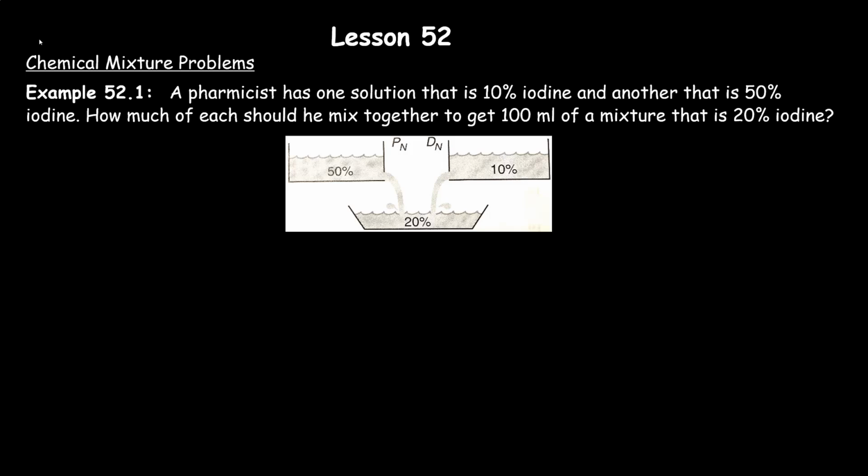So the way that we're going to do these problems is we're going to write two equations in two unknowns, and then we'll be able to solve it by substitution or elimination. So we're going to be pouring in a certain number of milliliters of the 50% solution and a certain number of milliliters of the 10% solution to get 100 milliliters of the 20% solution. Now your book is using the variables p sub n for the amount poured in and d sub n for the amount dumped in, but I, as usual, prefer to just use x and y.